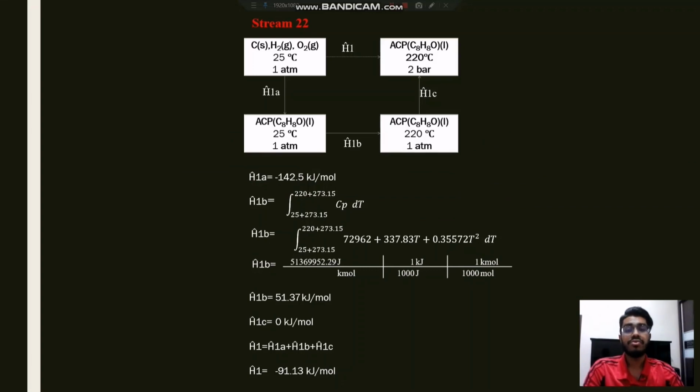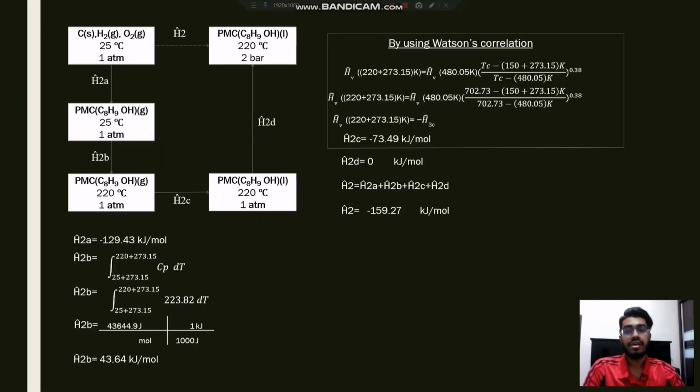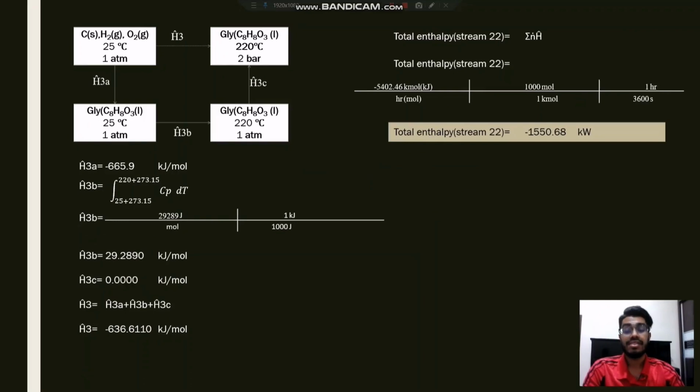However, for H1B, we now have to integrate from 25 degrees Celsius to 220 degrees Celsius. And the same goes for the PMC. By using Watson correlation, we now obtain a different value for H2C, and the same steps are implemented for glycerin. The only difference is that the temperature now increases from 25 degrees Celsius to 220 degrees Celsius, and therefore we can obtain the value of H3. And the total enthalpy of stream 22 is negative 1150.68 kilowatt.